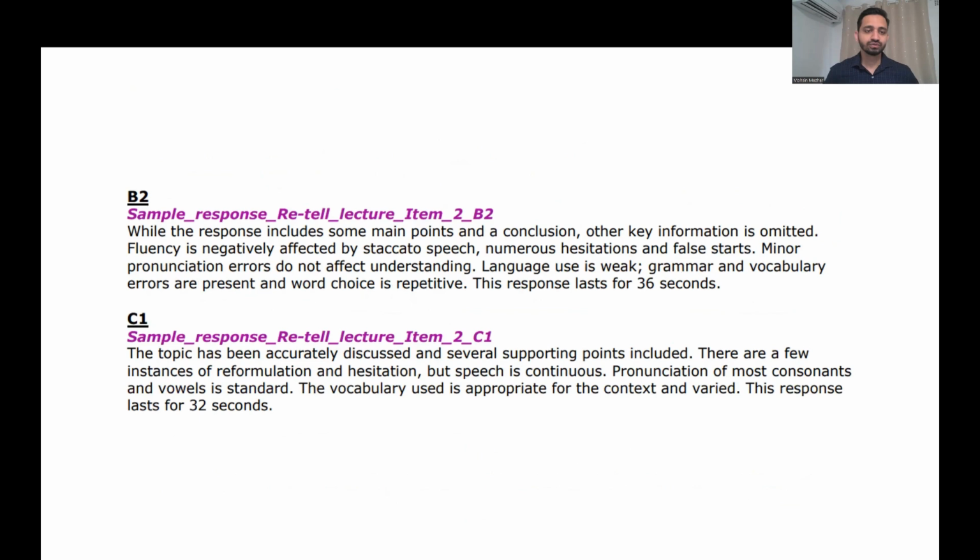Let's look at B2. While the response includes some main points and a conclusion, other key information is omitted. Fluency is negatively affected by staccato speech, numerous hesitations, and false starts. Minor pronunciation errors do not affect understanding. Language use is weak. Grammar and vocabulary errors are present, and word choice is repetitive.